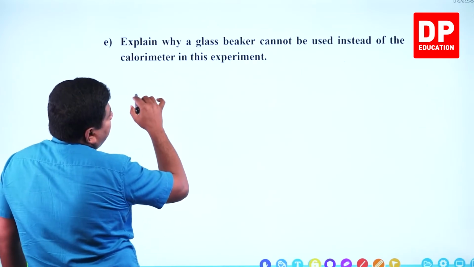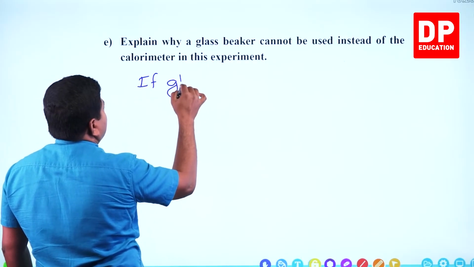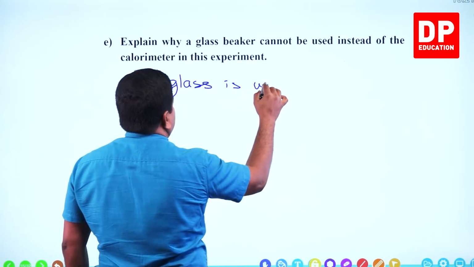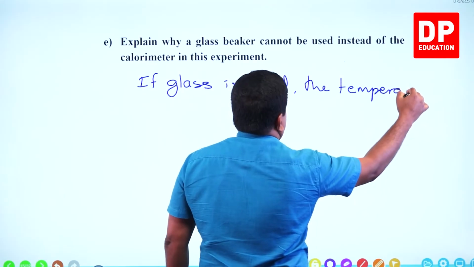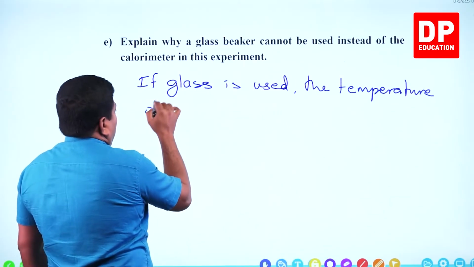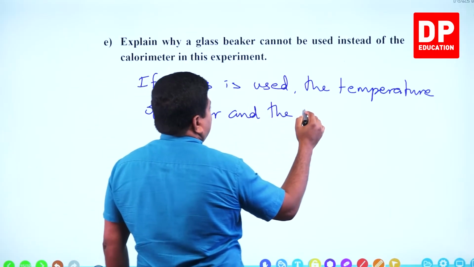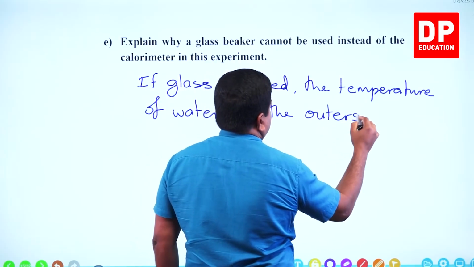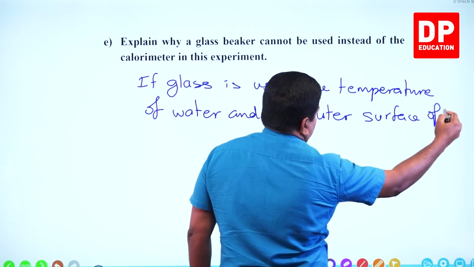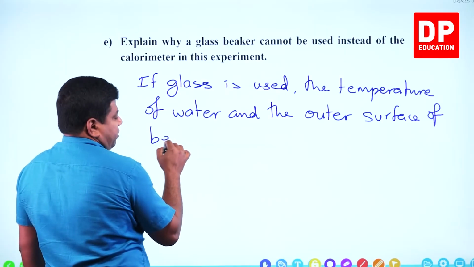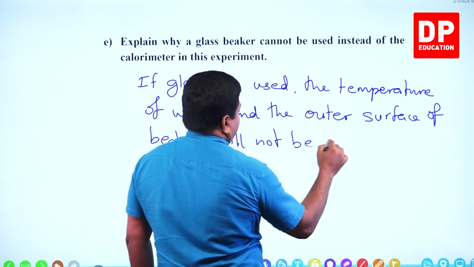You can say why it cannot be used. If glass is used, the temperature of water and outer surface of beaker will not be the same.